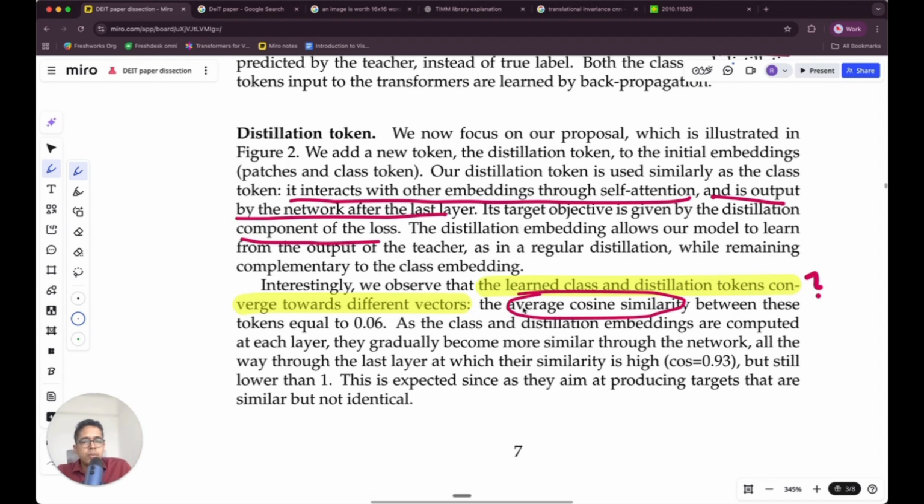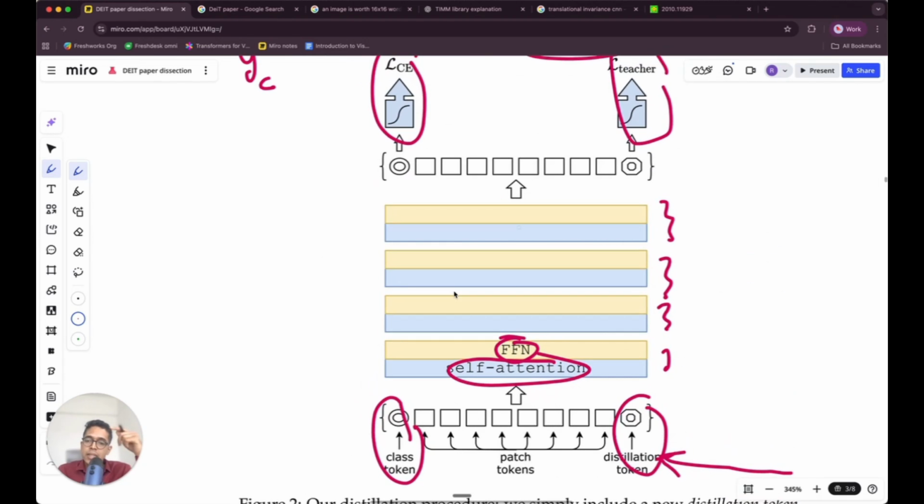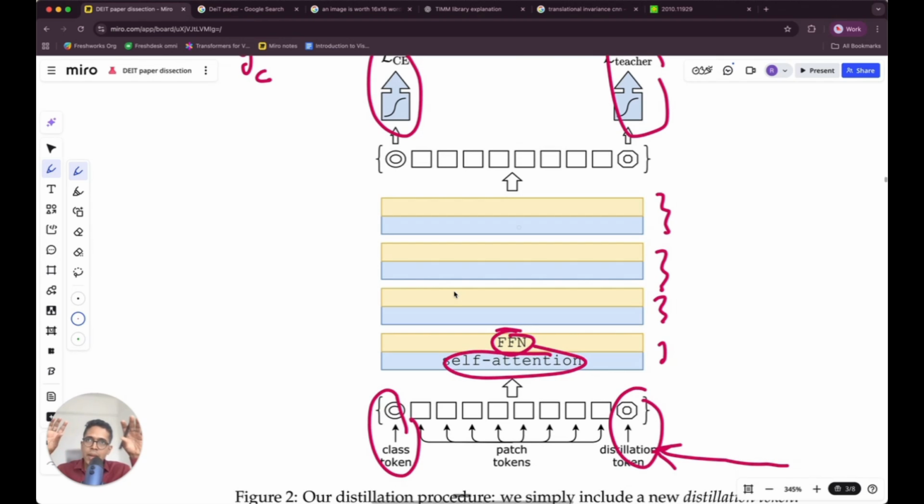Interestingly, we observed that the learned class and distillation tokens converge towards different vectors. This is interesting, but it's also a little bit obvious, because we are not trying to match the distillation token's value to the ground truth. We are trying to match it to the predictions made by the teacher. Similarly, for the class token, we are not trying to match its value with the teacher. We are trying to match the class token's value with that of the ground truth. So obviously, the teacher might not be making all predictions correct with respect to the ground truth, right?